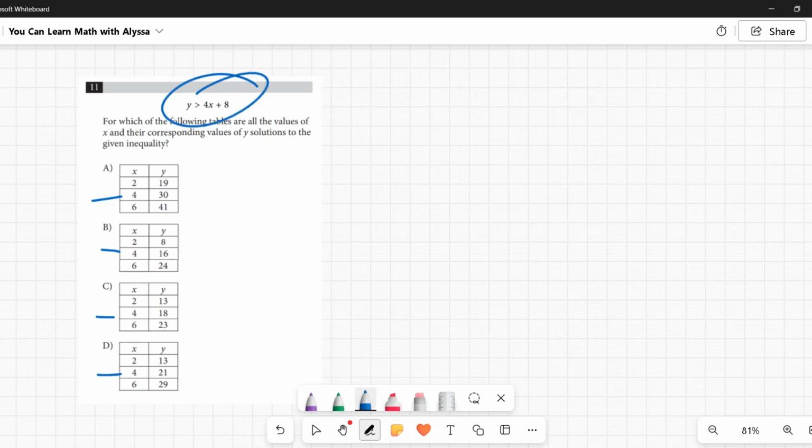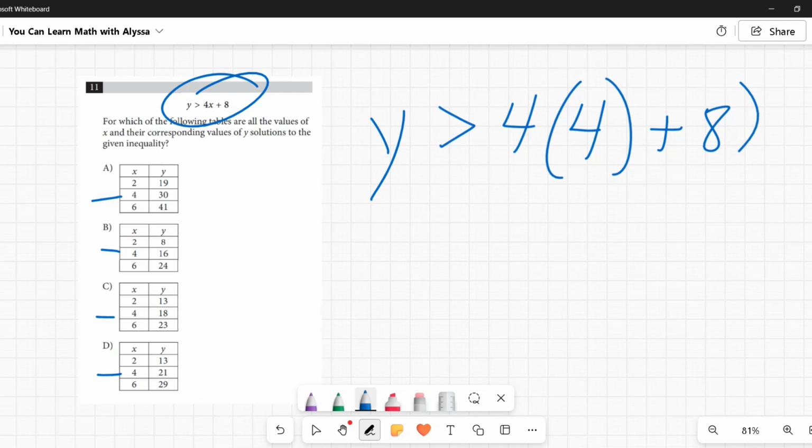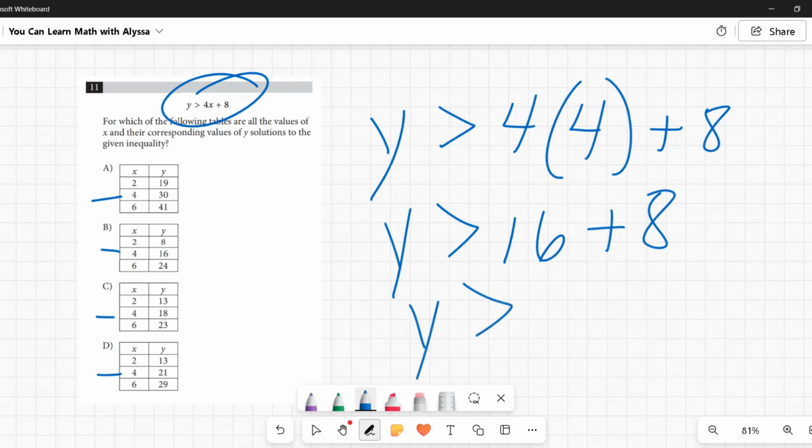I'm going to plug 4 into here. Y is greater than 4 times, my x is 4, plus 8. I don't know why I put that extra parentheses. It's just hanging out there. So y is greater than 4 times 4 is 16, plus 8. Y is greater than 16 plus 8 is 24.